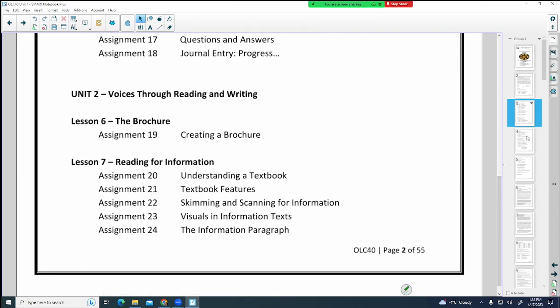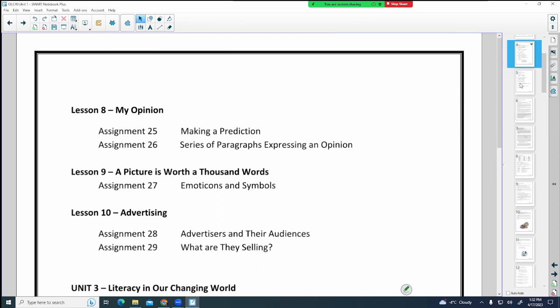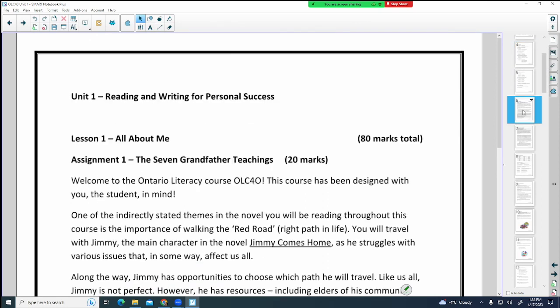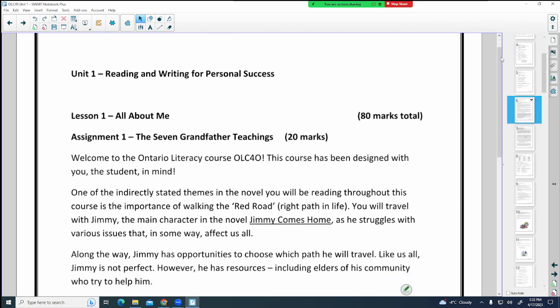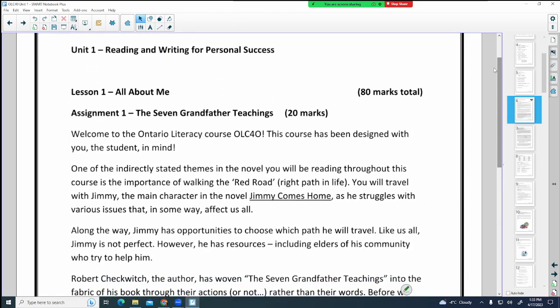So you've got the unit. The first unit gives you a comprehensive listing of all of the assignments that are going to come your way. And then on page, what is it? On page 5 of the handout, you get to lesson 1, which is all about me. So assignment 1 is the 7 grandfather teaching.